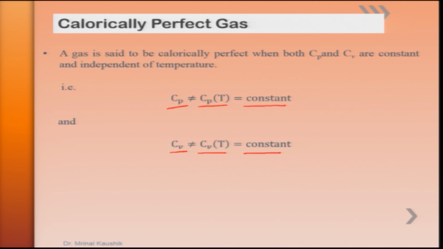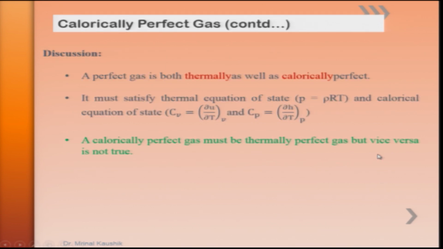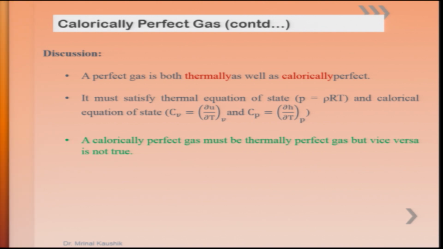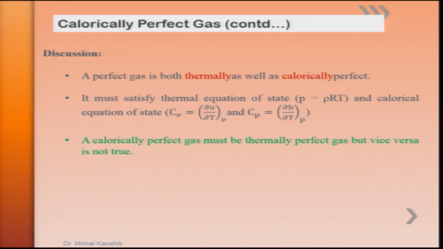A perfect gas in total is therefore defined as a gas which is both thermally as well as calorically perfect. That means it obeys the equation of state, and its Cp and Cv are not functions of temperature, and they are essentially constant.